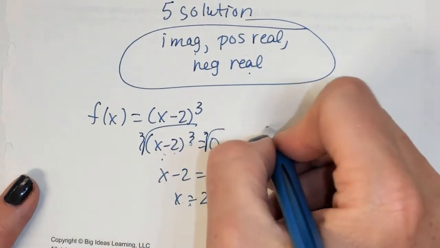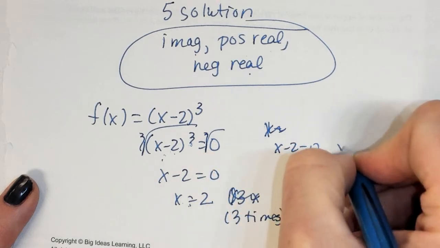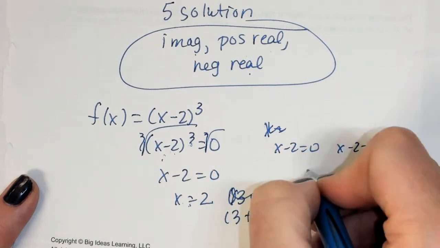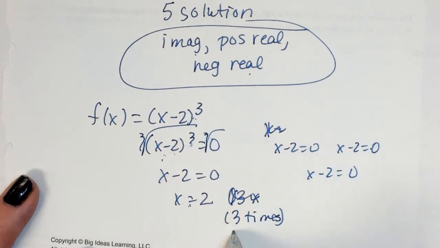Because it's really like this. It's like x minus 2 equals 0. It's x minus 2 equals 0. And it's x minus 2 equals 0. Because I have 3 of them. Do you see what I mean by that?